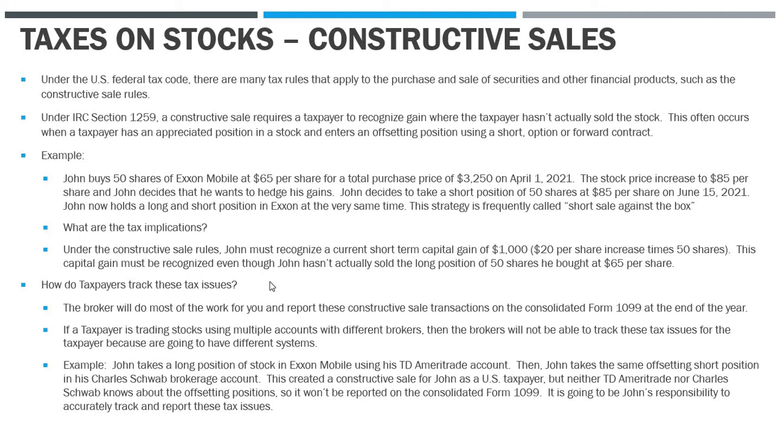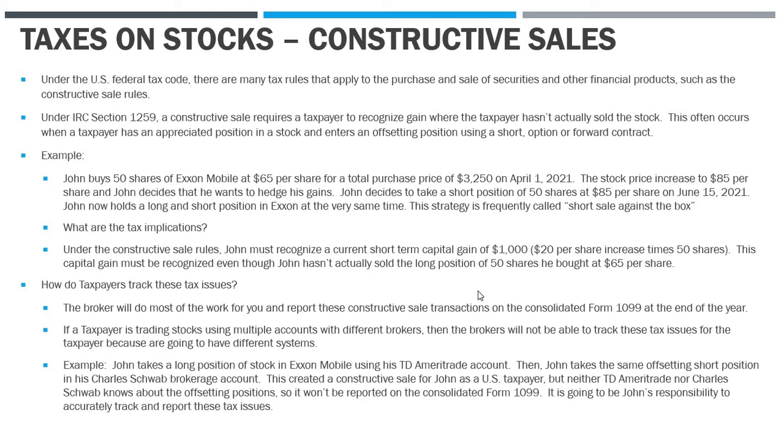So how do taxpayers track these issues? Well, they can be quite complicated. So fortunately, your stockbroker will do most of the work here. If you're buying and selling with the same brokerage account, they can track these constructive sales. They can track short sales, wash sales. They can do all of this. And so the broker will track it and report all of this on the consolidated Form 1099 that is issued to you at the end of the year, and a copy goes to the IRS.